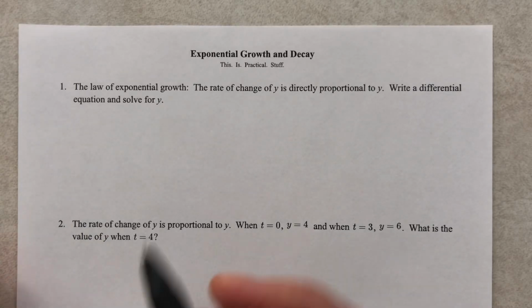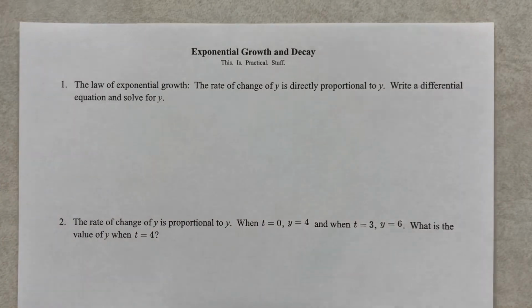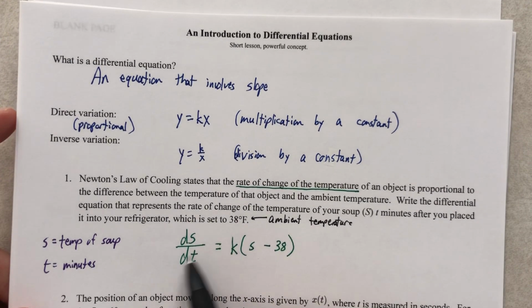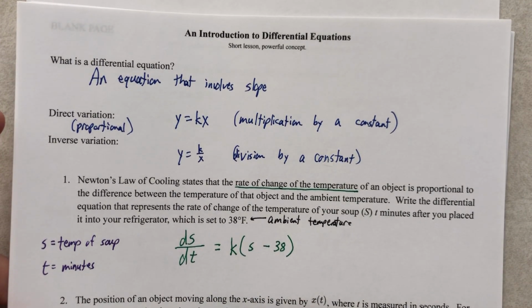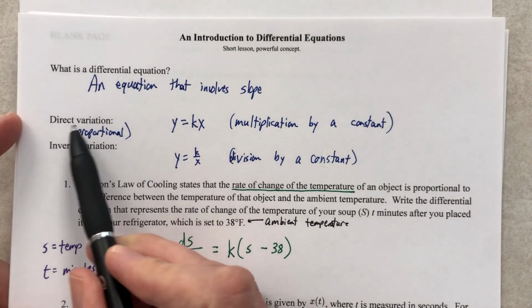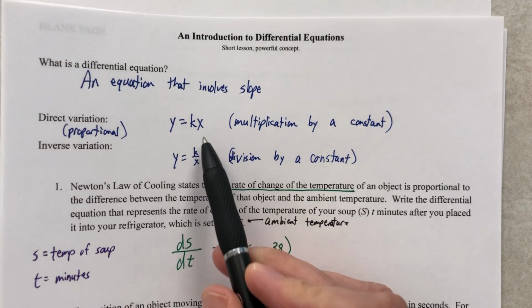The law of exponential growth says the rate of change of y is directly proportional to y. Do you remember this lesson? That is the lesson where we would write differential equations, equations that involve slope, based on the way they worded something. And often there would be some direct variation or proportional thing where we'd have a constant of proportionality.